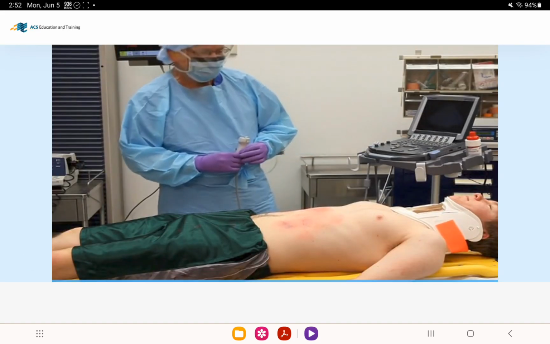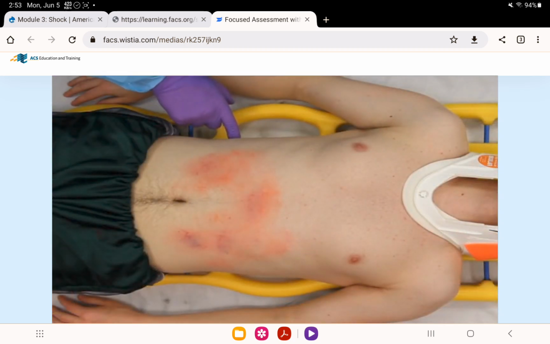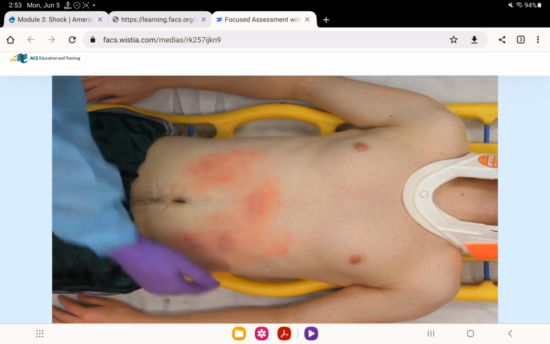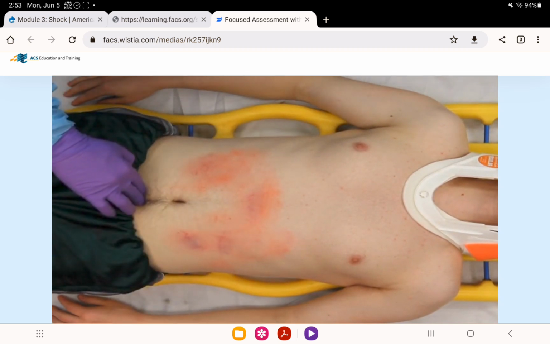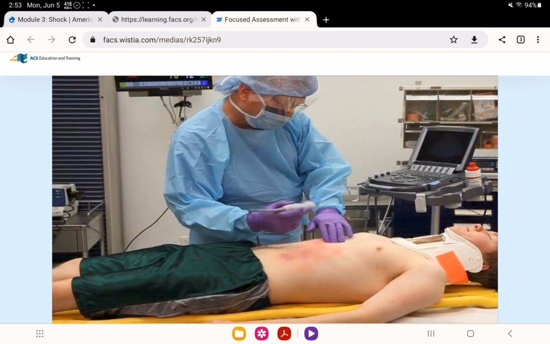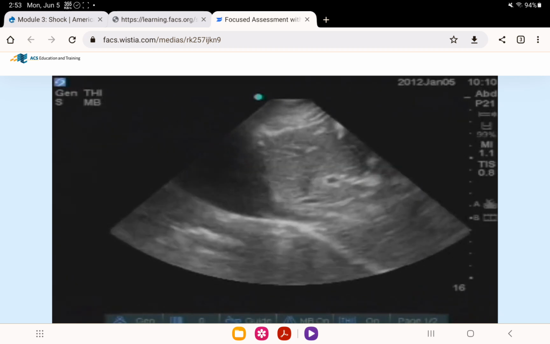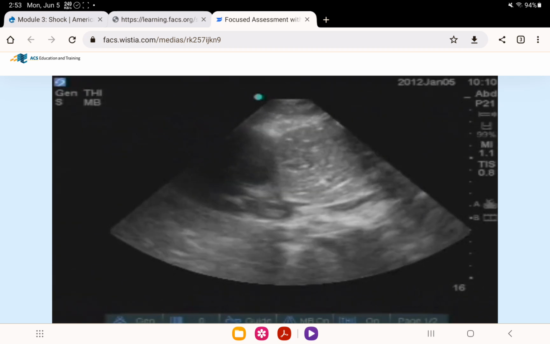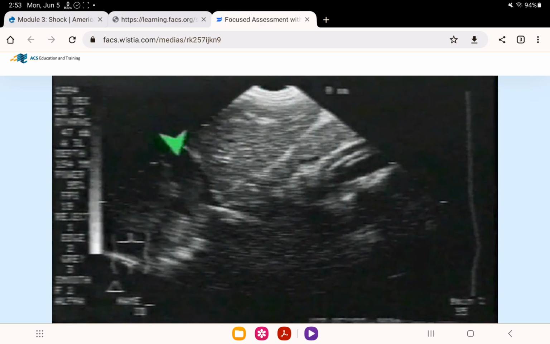There are 4 standard views in the FAST exam: the pericardial view, the right upper quadrant view, including the interfaces of the diaphragm and the liver and the right kidney in Morison's pouch, the left upper quadrant view, including the diaphragm-spleen interface and the spleen-kidney interface, and the suprapubic view. Start by viewing the heart using the subxiphoid or the parasternal view. Fluid within the heart should appear black. The presence of fluid outside the heart within the pericardial sac is abnormal and is consistent with pericardial tamponade.